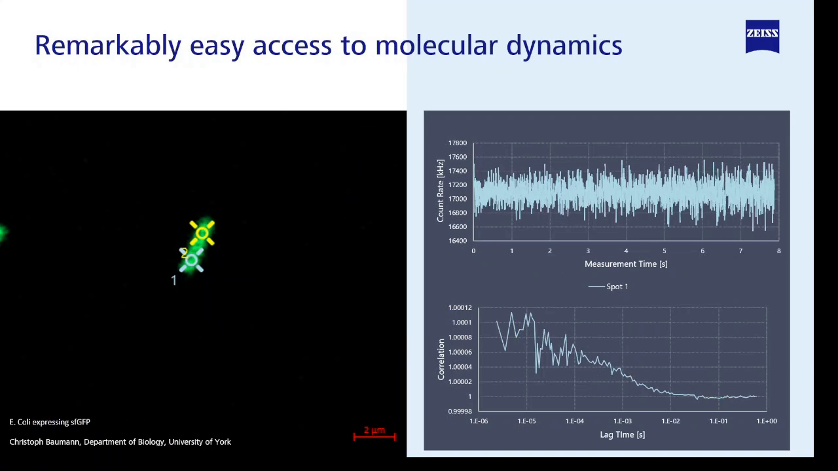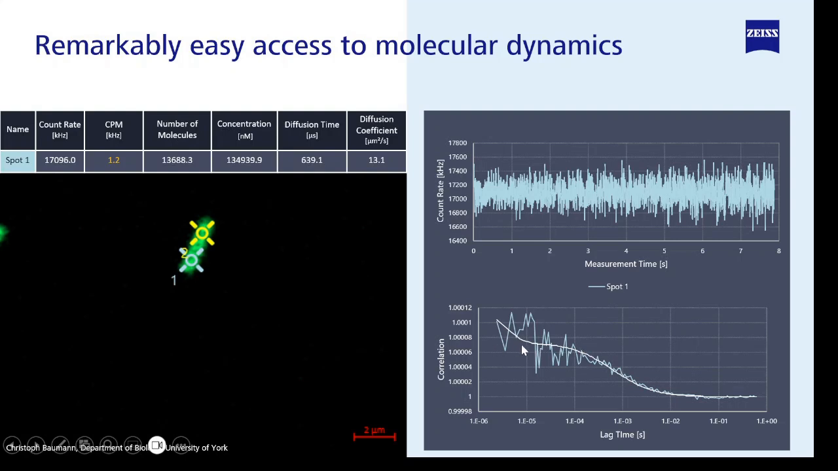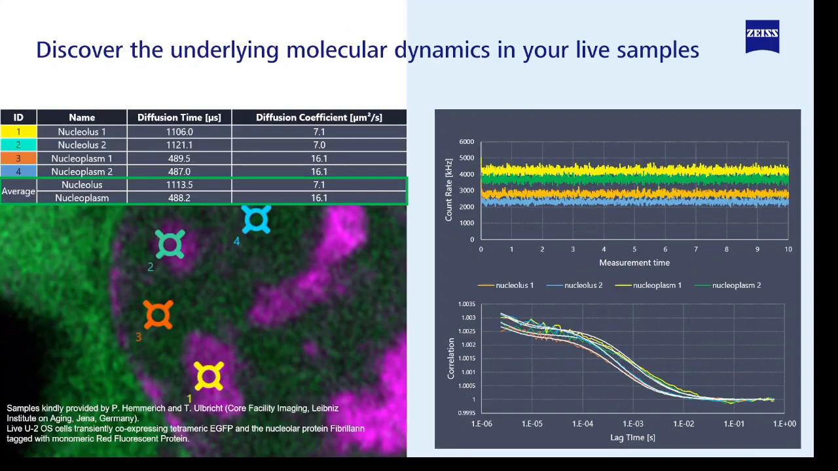Another example of a bright sample that the Dynamics Profiler can measure. This is E. coli expressing GFP. It is a very bright sample. In the past, it was impossible to do FCS, but in the Dynamics Profiler, you can get the correlation curve, and you can get the data of the diffusion coefficient and concentration directly in the Dynamics Profiler.